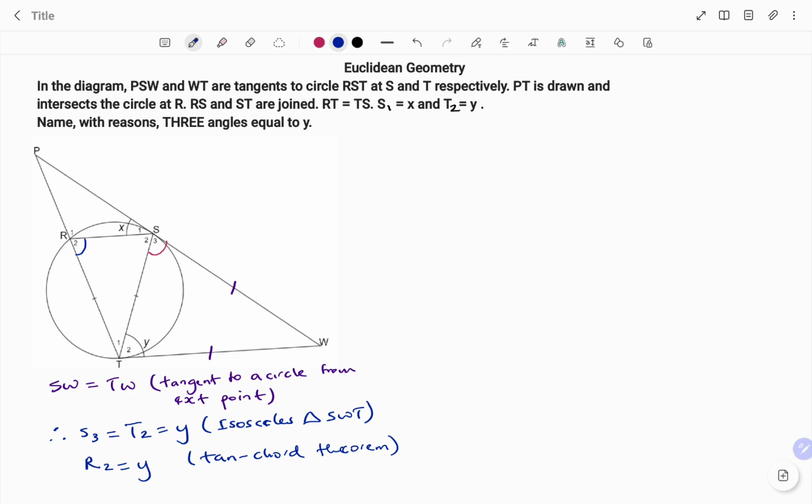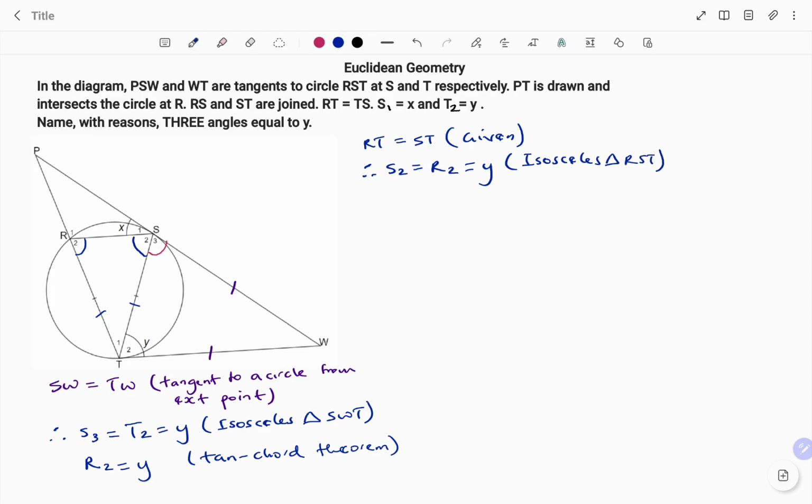We have the line RT equal to the line ST. That's given in the diagram. We have that as being equal. Therefore, the base angle, that is, we have S2 will be equal to R2, and we've already shown that R2 is y, so that's equal to y, and the reason being that's the base angle of an isosceles triangle RST.